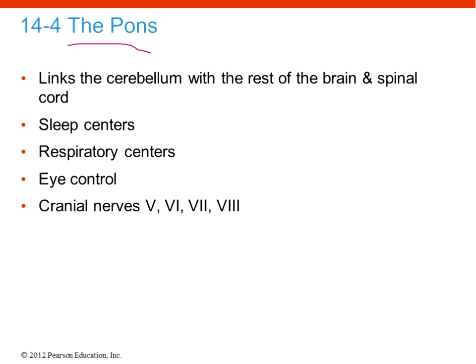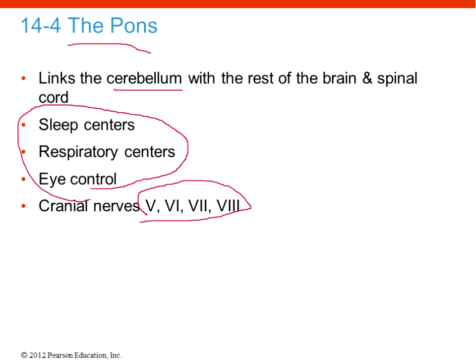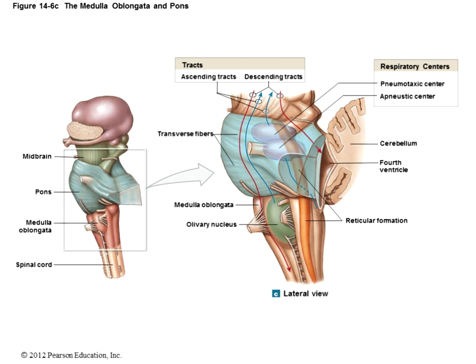Next part on top of that is the pons. Okay, the pons is going to link the cerebellum with the rest of the brain and spinal cord. Has 4 cranial nerves as well, 5, 6, 7, and 8. And so through those can help regulate eye control, respiratory center, sleep center in terms of its function. But the biggest thing is that it sits directly across from the cerebellum, so it provides sort of a functional and structural link for the cerebellum with the rest of the brain and the spinal cord. So that's another big function of what we're seeing with the pons.